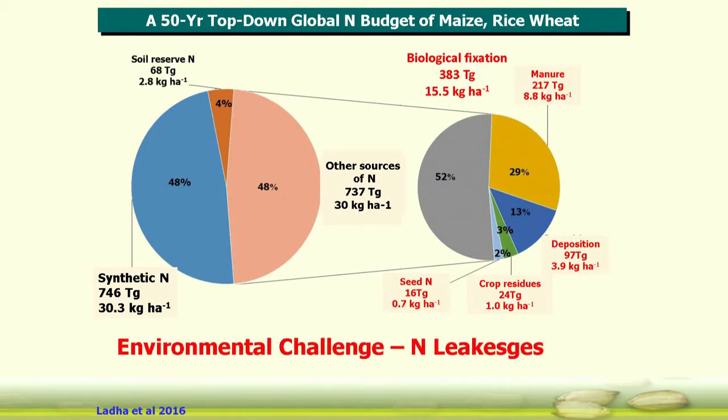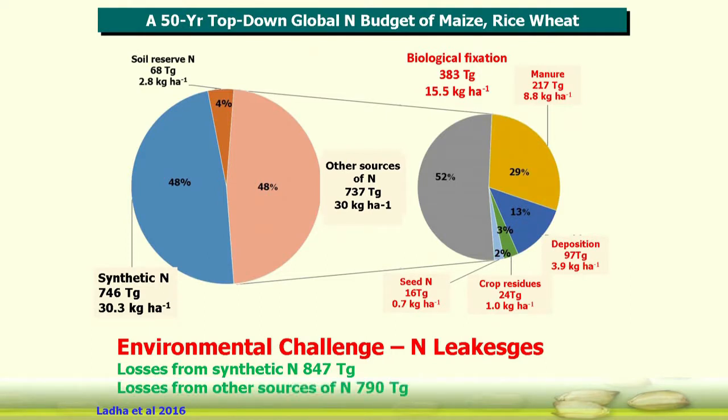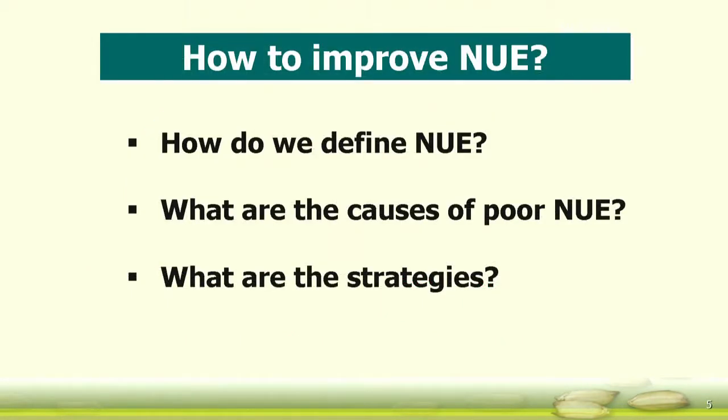So we have environmental challenges in front of us. There are nitrogen leakages. You apply 100 kilo nitrogen, a lot of it gets lost, and it goes to the atmosphere. And so losses in the last 50 years have been 847 teragram of nitrogen lost from synthetic nitrogen, but then about the same or a similar amount from other sources of nitrogen, which we often don't consider and we forget about it. So how do we define nitrogen use efficiency?